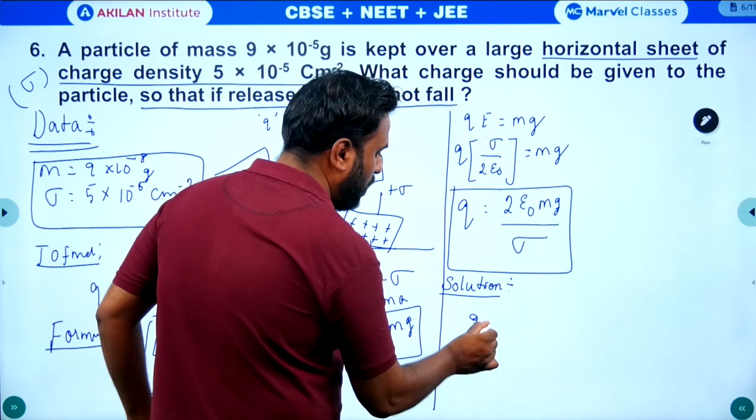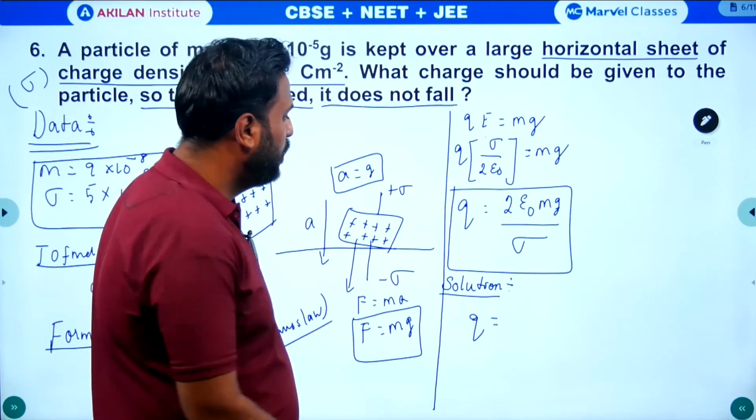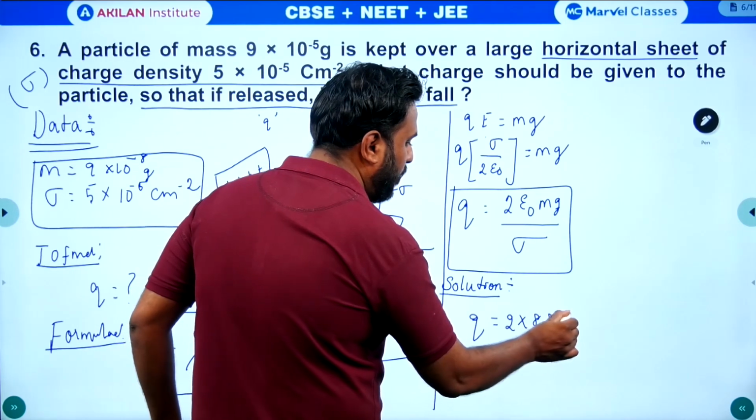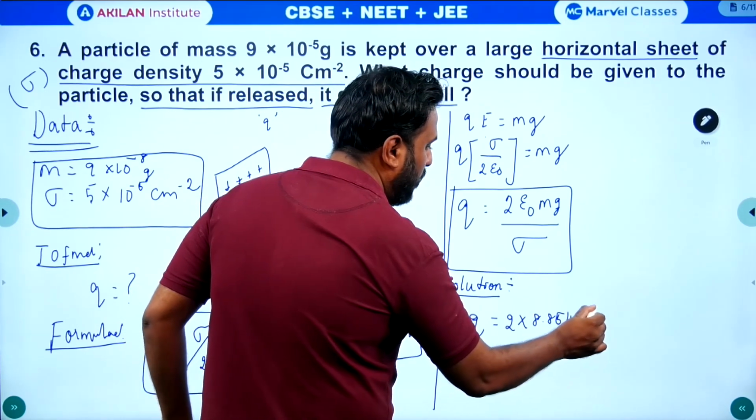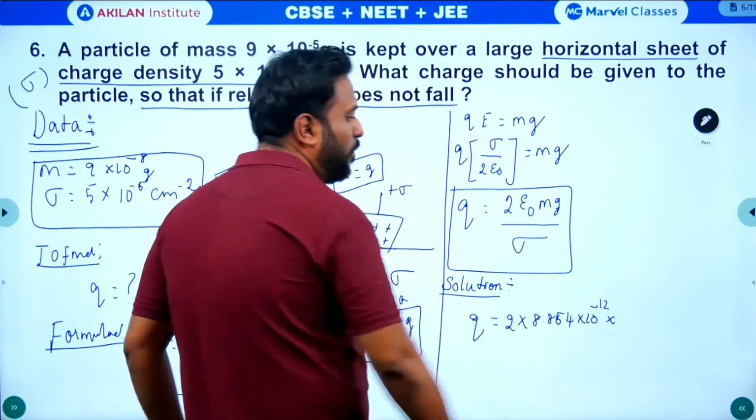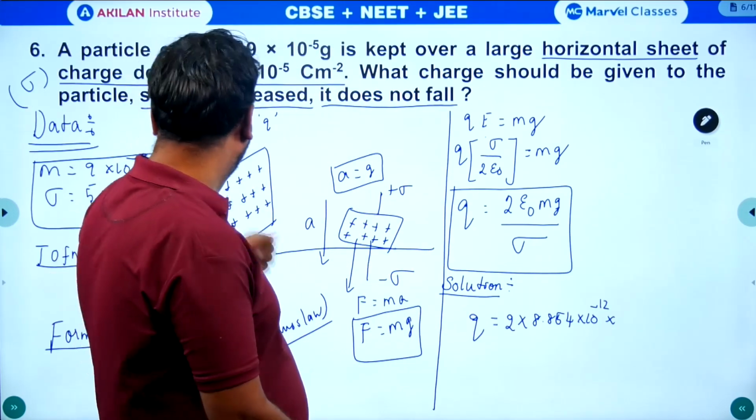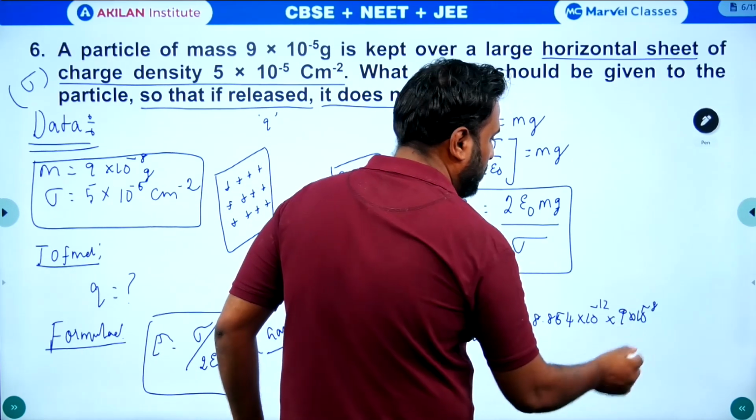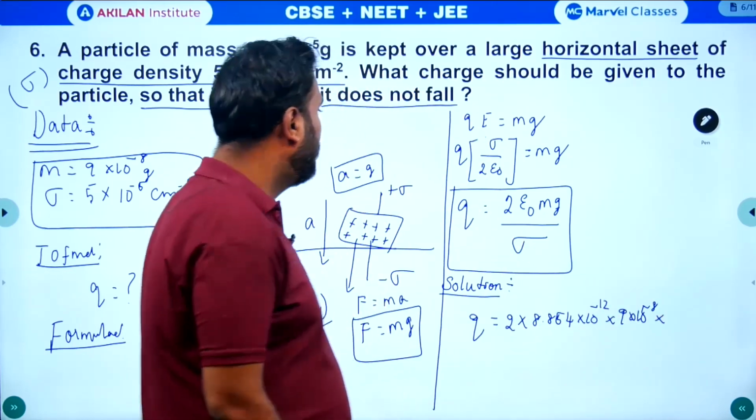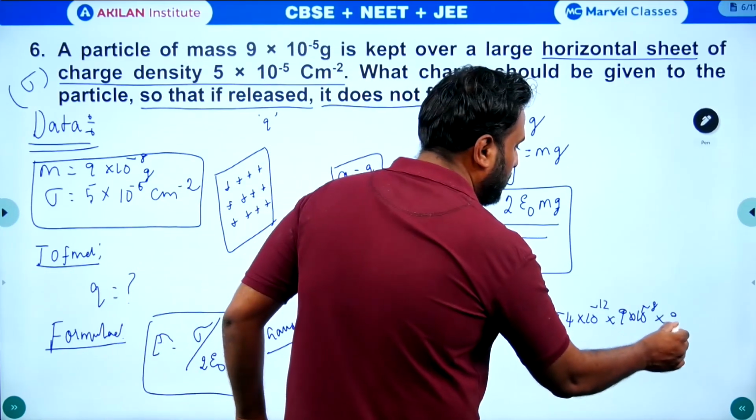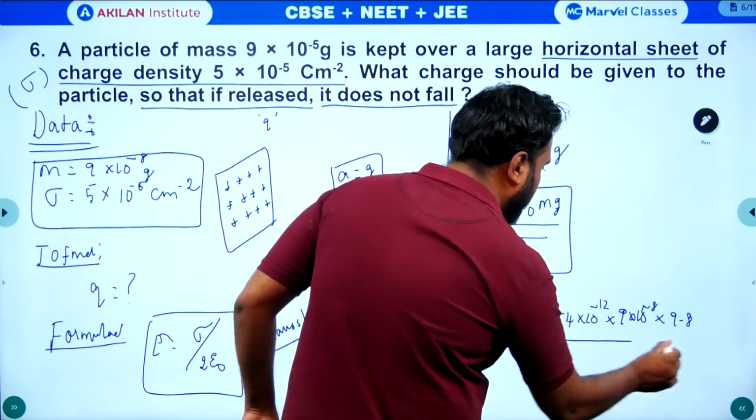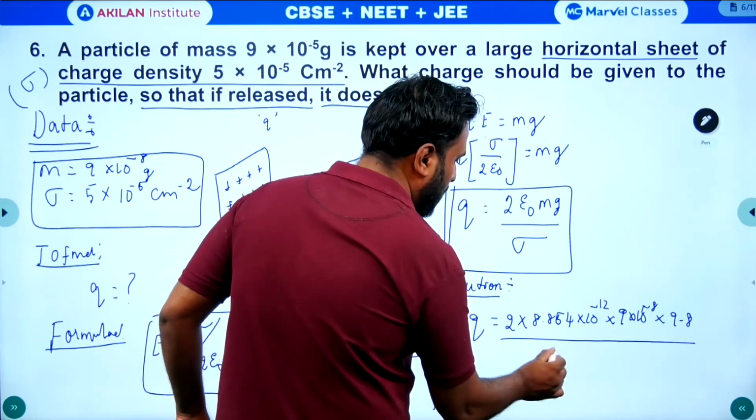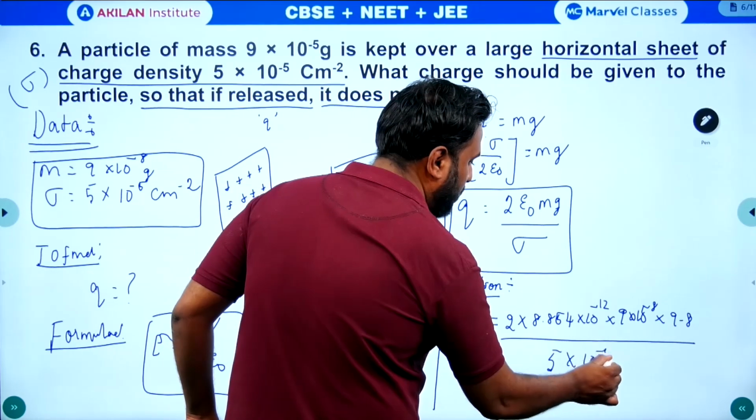Solution. Okay, Q equal to 2. What is the epsilon value? 8.854 into 10 to the power of minus 12. Okay, what is the mass they have given? 9 into 10 to the power of minus 8, into what is G? 9.8, divided by what is sigma? 5 into 10 to the power of minus 5.